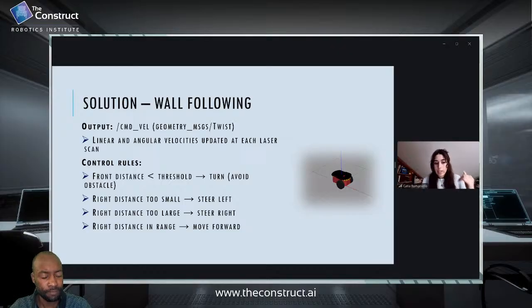Then I check the right distance. If it is too small, then the robot steers to the left to avoid going against the wall, of course. If it is too large, on the other side, it steers to the right to avoid going too far away from the wall.